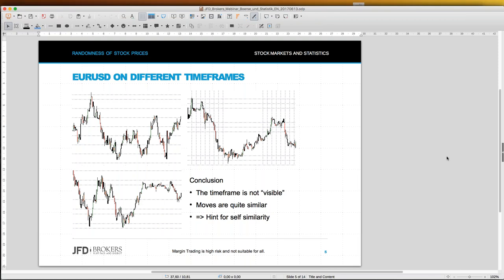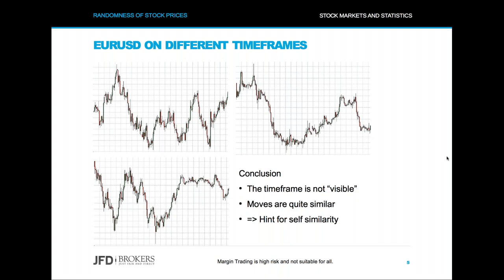But let's see. I have here an example, and within that example, I have three charts. All three charts are euro, US dollar on different time frames. But you see, I have skipped the scales, so you don't have a time scale and you don't have a price scale within those charts. The three pictures have been taken at three different time frames.